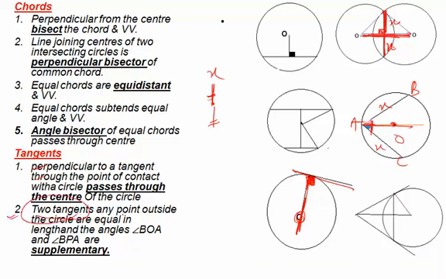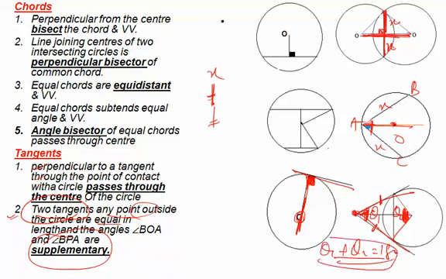Two tangents from any point are equal. If you draw two tangents from this point in this way, they are equal in length, and the sum of these angles is always 180. These are supplementary angles actually. Suppose this angle is theta 1 and this is theta 2, the sum of these angles will always be 180. So this is also an important property. Please memorize all these properties and draw these diagrams at home again and again.